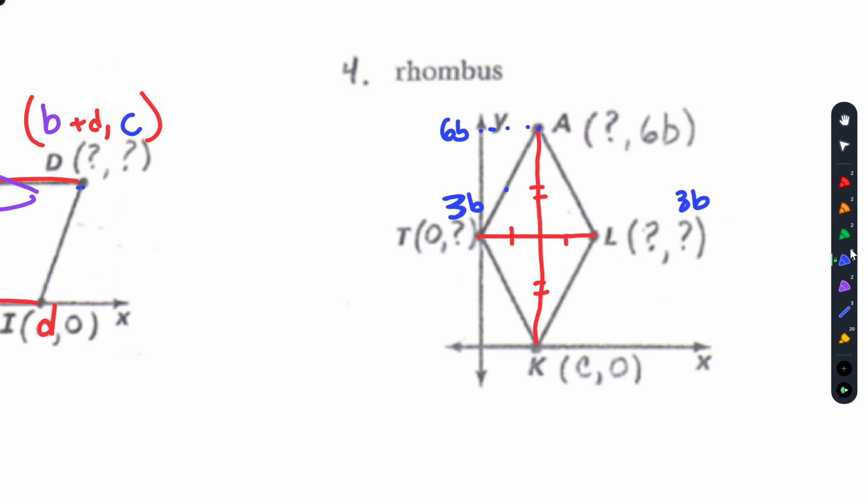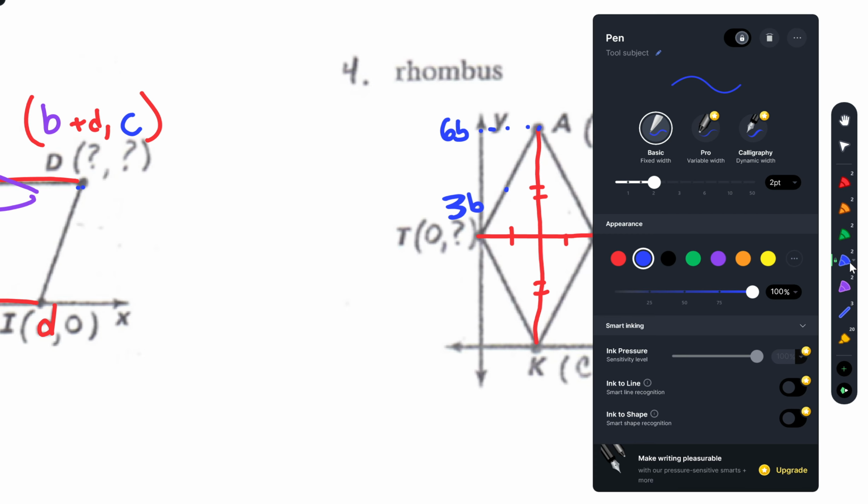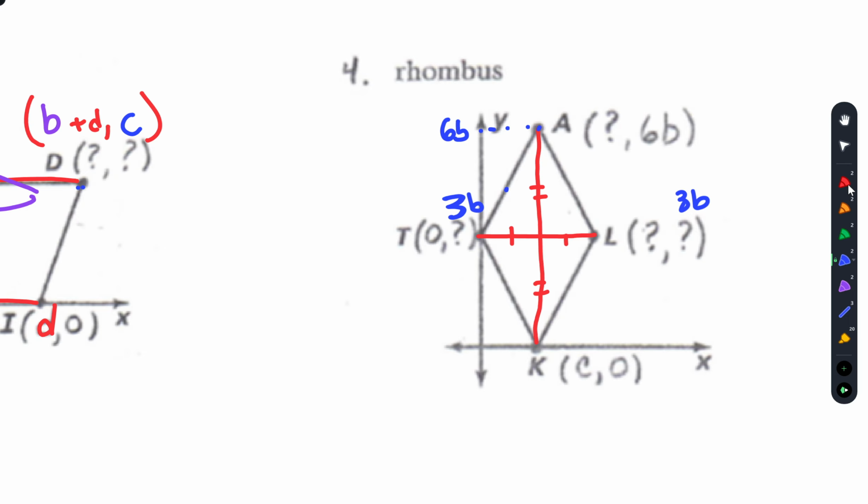Can we use that same logic for the x values for L and for A? For A, well, it lines up with K at the bottom here. Do we see? K is here. A lines up with K. So this value should be C. What is the x value for L? If A and K are halfway through that shape and L is on the other side, yeah? Yeah, perfect.